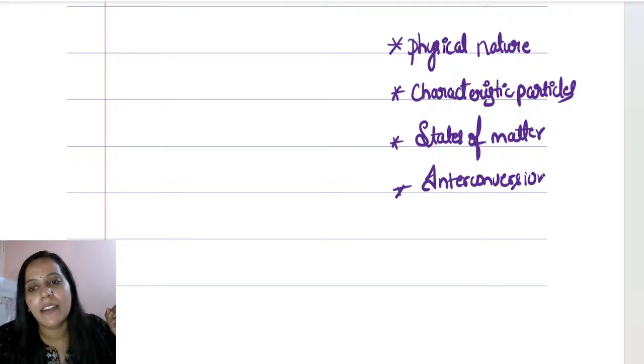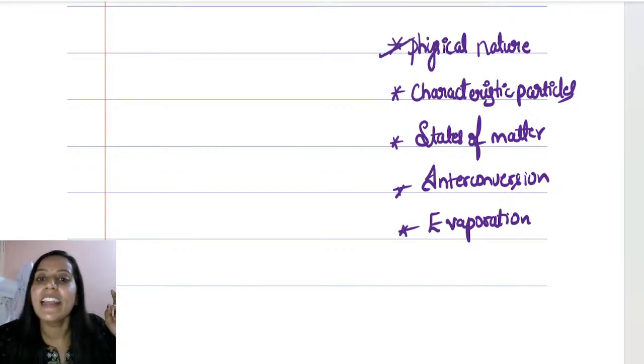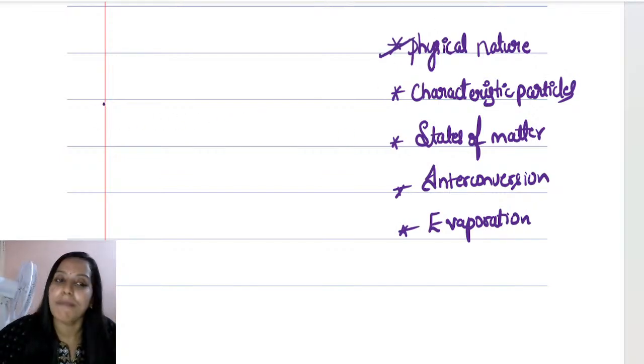Interconversion of matter. And finally, we will discuss a concept called evaporation. So these are the key points of this lesson, children. Firstly, I will start with the physical nature of matter.